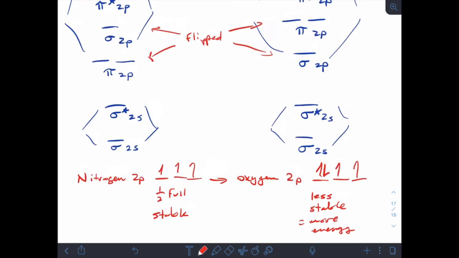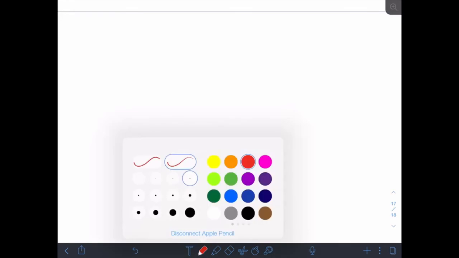Okay, so let's do one more MO diagram before we call it a night. All right, let's do an MO diagram for something that's not homonuclear. Right, let's do a heteronuclear MO diagram. Let's do a diagram for NO. Okay. So I'm going to put my nitrogen on one side and my oxygen on the other. And I'm going to do my MO diagram to accommodate the oxygen, right? Because I just told you that they flip when you get high enough.